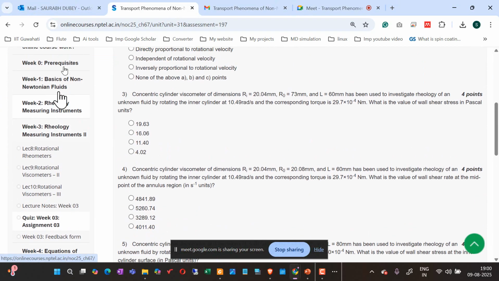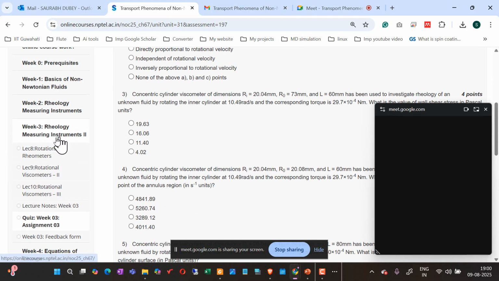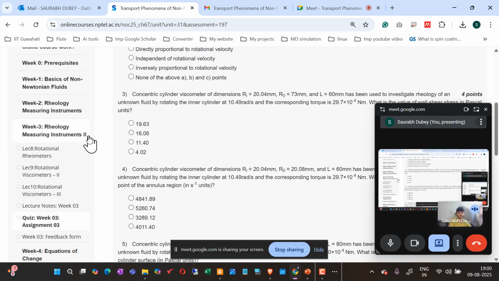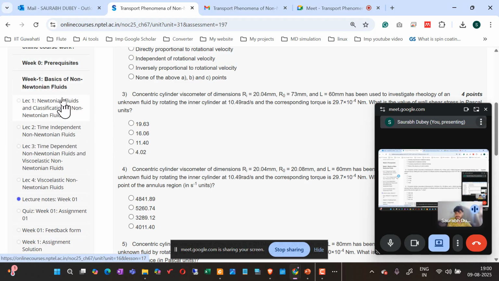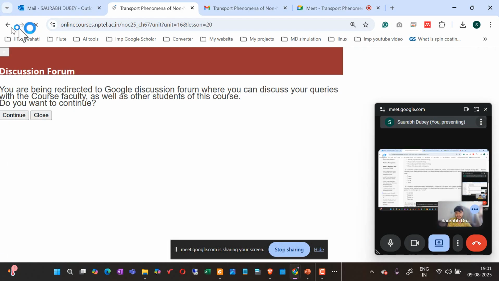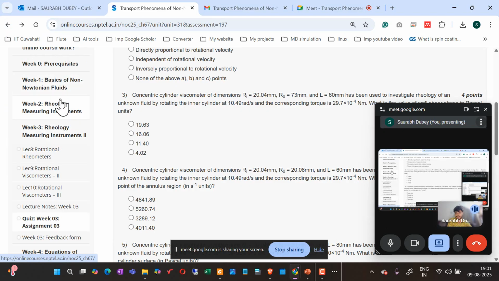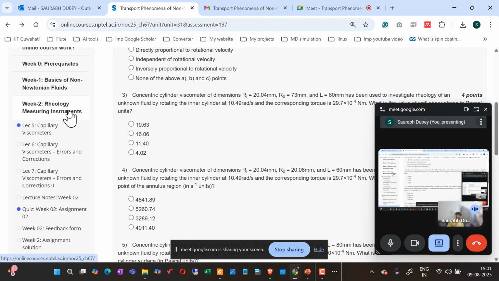So this was the third week, which is rheology measuring instruments. So you see, in the first week you started with Newtonian fluids and the classification of non-Newtonian fluids, and how they have been classified: time independent non-Newtonian fluid, time dependent non-Newtonian fluid, and the viscoelastic fluid. And the fourth lecture was entirely on the viscoelastic fluid side, right? And then in week 2 the measurement came, which is the rheological measurement of the non-Newtonian fluid.